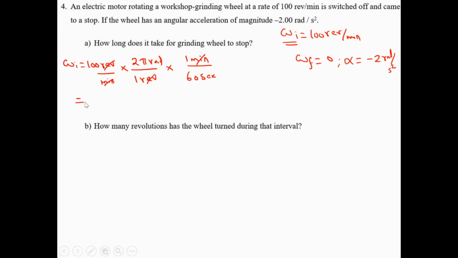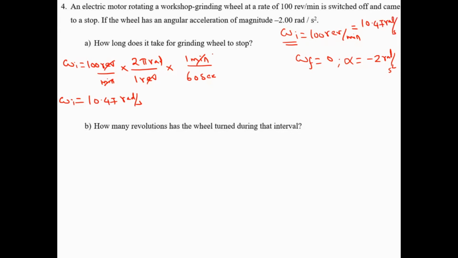So what will be the answer? 100 multiplied by 2 multiplied by pi value, which is 3.14, over 60, which gives you the value of 10.47 rad per second. So this is our initial angular speed in terms of radian per second. So better I can write it here, which is equal to 10.47 rad per second.